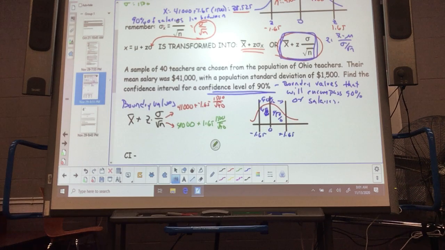You can click that straight through the calculator. You can type in 41,000 plus a negative 1.65 times 1,500 divided by square root of 40. And then 41,000 plus 1.65 times 1,500 divided by square root of 40. You can just type it in and hit enter. You don't have to break it into pieces parts.